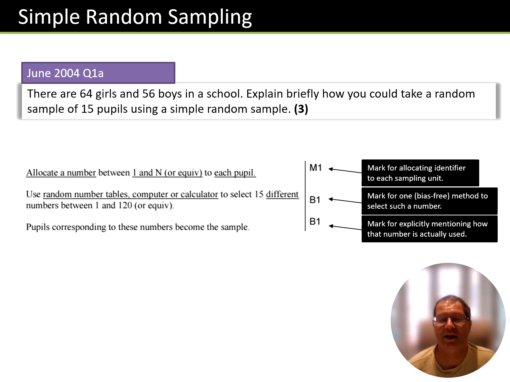So basically you need to allocate a number between 1 and 120 to each student. And then, as I say, you can either use a random number generator or you can use a hat, okay, with the numbers 1 to 120 in it. And then whatever numbers you pick out or generate, you look back at your list, your sampling frame, and you say, oh, okay, number 7 is this person, number 28 is this person, etc.